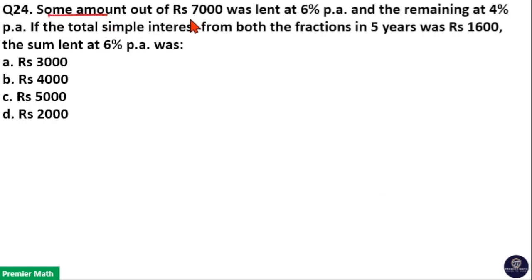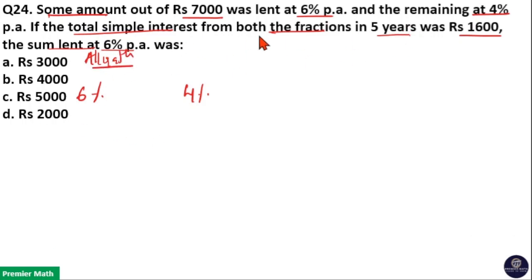Some amount out of rupees 7,000 was lent at 6% per annum and the remaining at 4% per annum. If the total simple interest from both the fractions in 5 years was rupees 1,600, then the sum lent at 6% was. Here, one part of the sum is lent at 6% and the other part of the same sum at 4%. We can use the allocation method here.